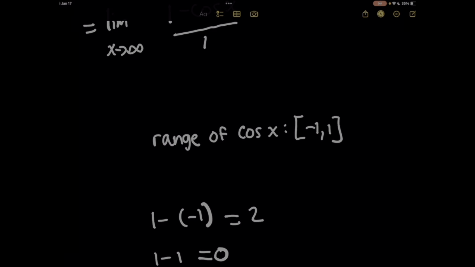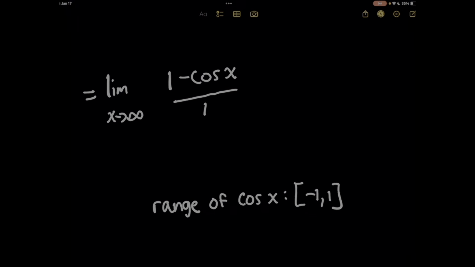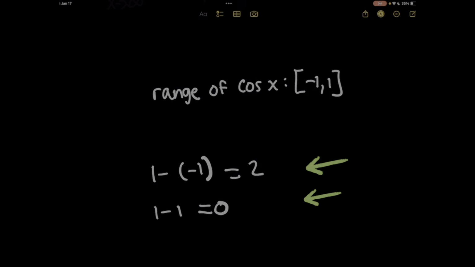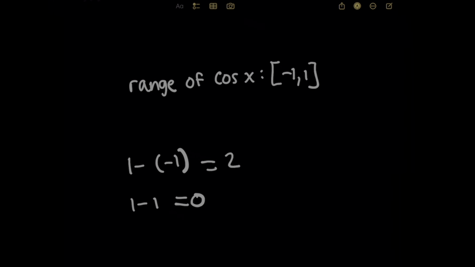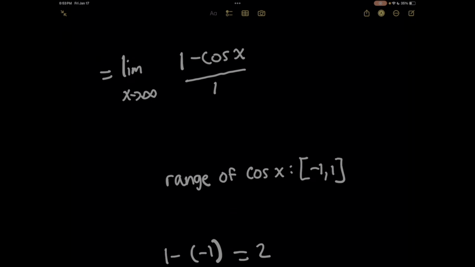I'm going to take the ends of this interval, this -1 and 1, and instead of sine of x or cosine of x in this case for the numerator, I'm going to plug in each value and do 1 minus that to see what we get. So 1 minus the lower end of the interval, -1, will give me a 2. And then 1 minus the upper part, that 1, will give me a 0. And what does this mean? Okay, this is going to give you the range of the numerator of this limit right here.